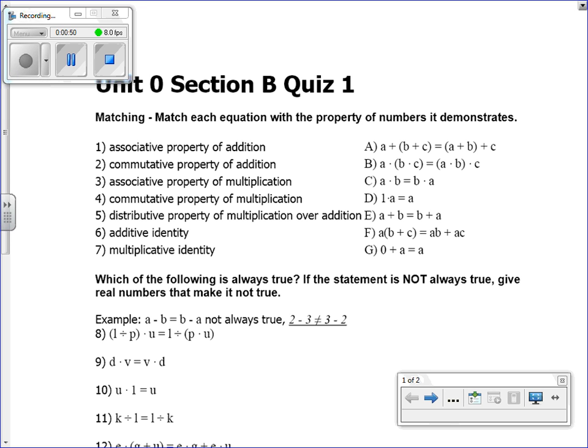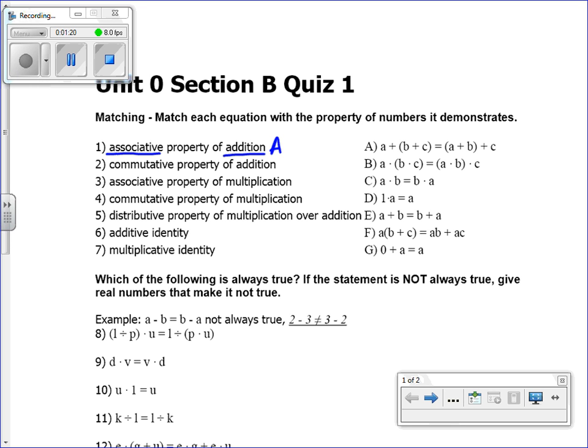It says match. So if I'm matching, trying to find the associative property of addition, obviously I'm looking for something that has addition in it. If it has multiplication like B and C and D in it, I'm not going to use those because those are showing multiplication. It clearly says addition. We should at this point know the associative property changes the grouping. So our answer would be A.